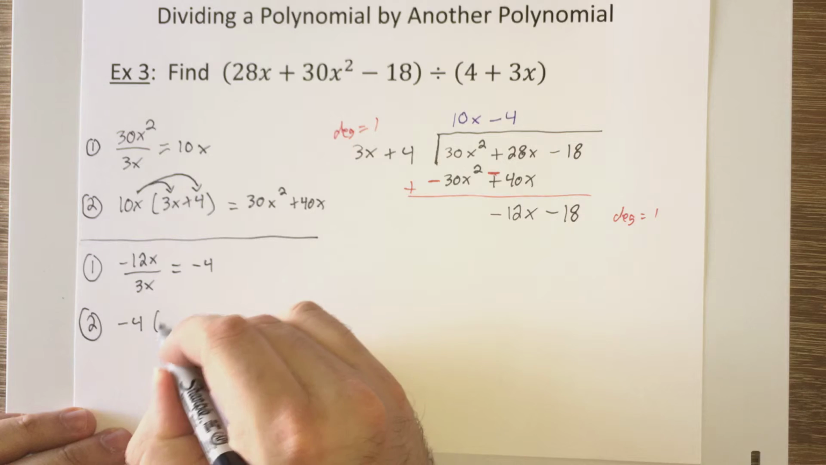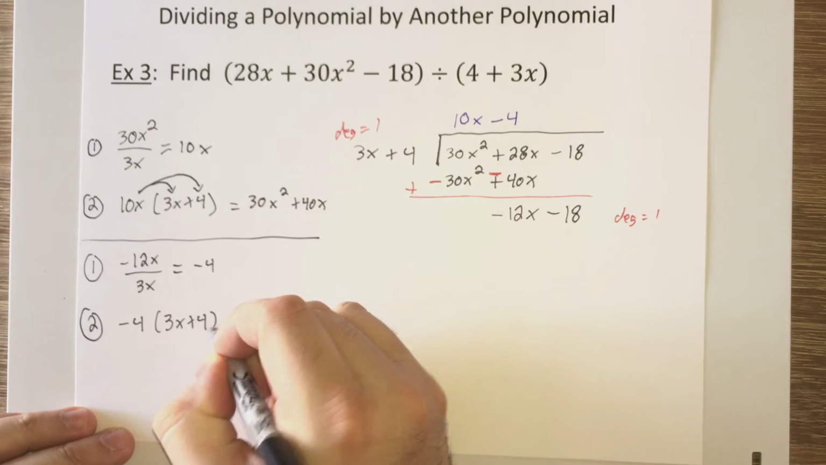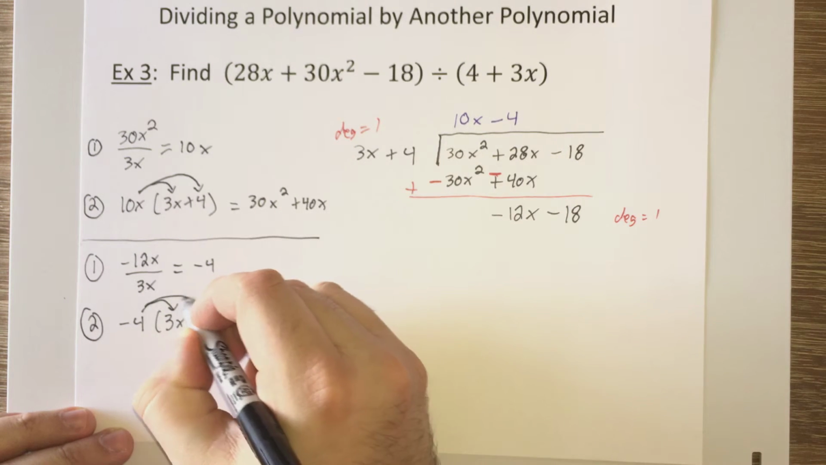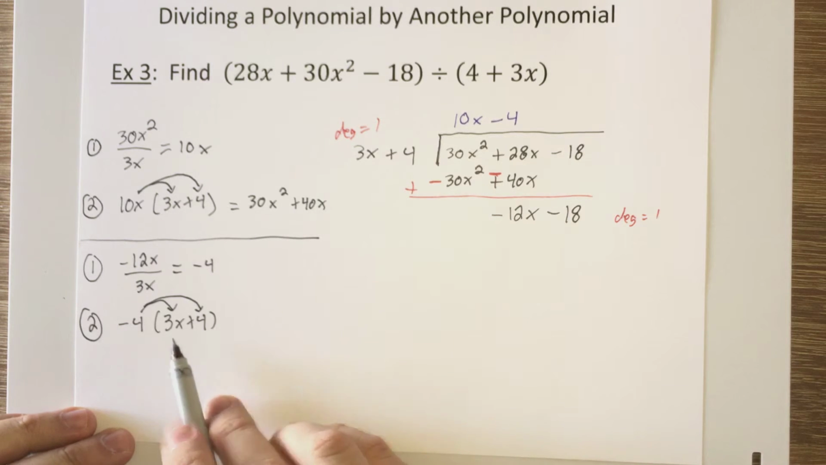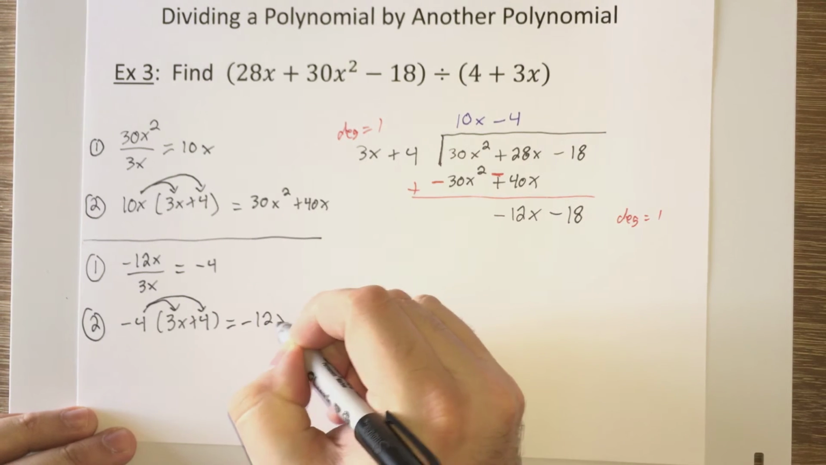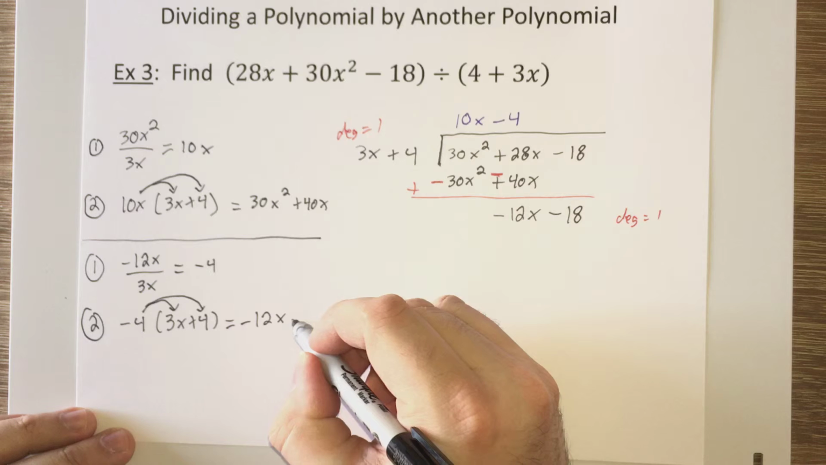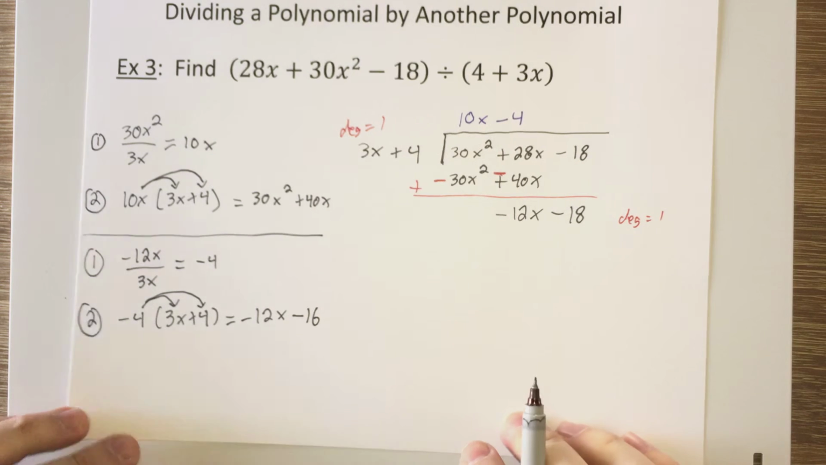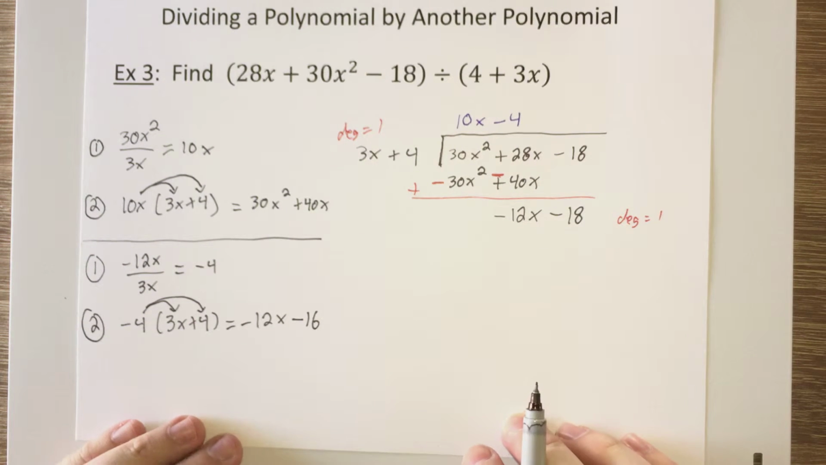So negative 4 times 3x plus 4. And again, you distribute it any way you want to think about it. We do negative 4 times 3x, you get negative 12x. We do negative 4 times positive 4, it's minus 16. Okay, so that's almost the end of your second step.